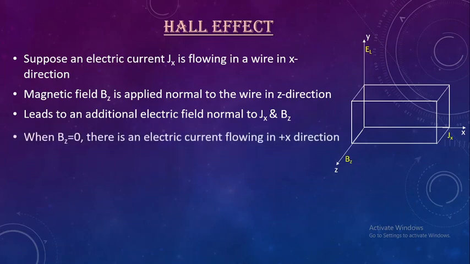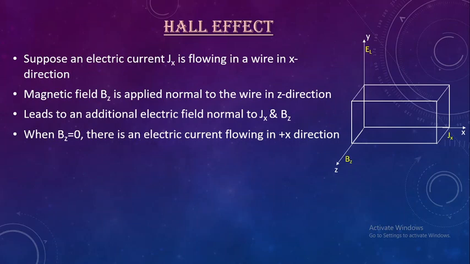And here we can consider two cases. What happens when magnetic field is not there and what happens in the influence of magnetic field? First, Bz is taken to be zero, that is when no magnetic field is applied, there will be an electric current flowing in the positive x direction. Because we have already considered a current carrying conductor and the conduction electrons will be drifting with a velocity v in negative x direction, because electrons are having negative charge, that's why they are going to drift in opposite direction.